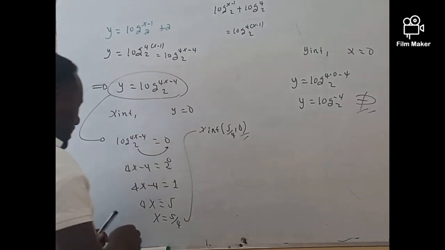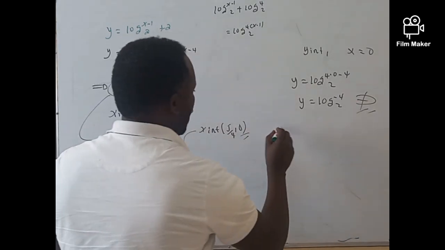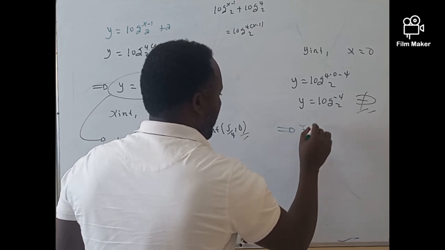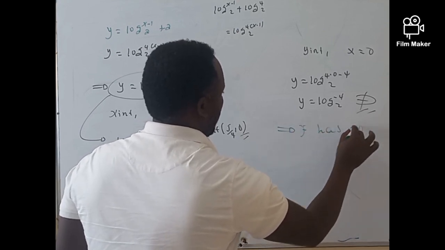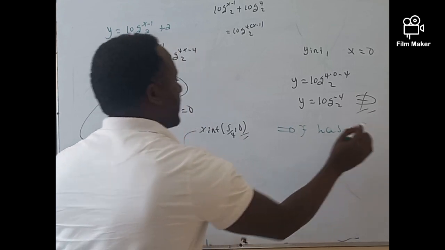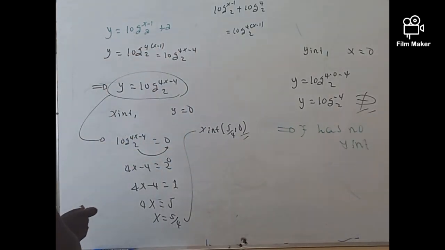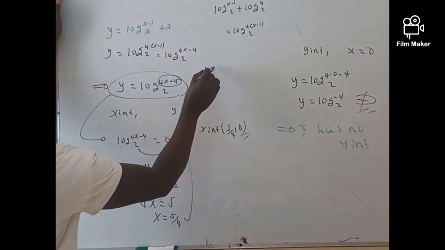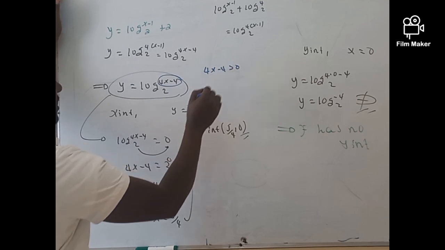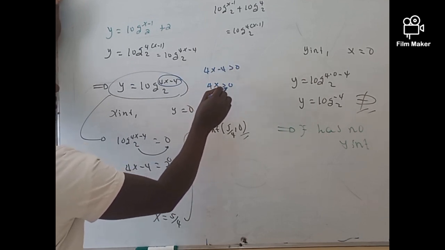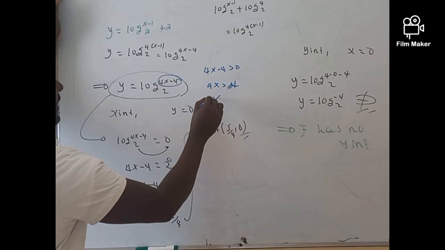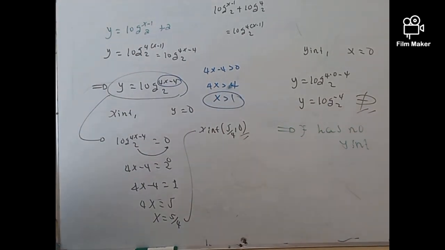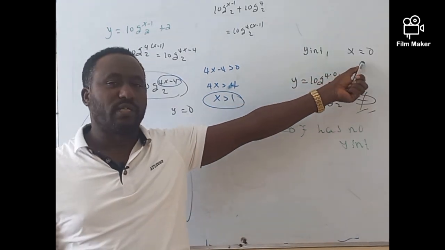Because of this, the function has no y-intercept in general. Because at the very beginning, if you determine the domain of this one, what's the domain? 4x minus 4 is greater than 0. 4x is greater than 4, and x must be greater than 1. So in order to find the y-intercept of this problem, x must be 0.